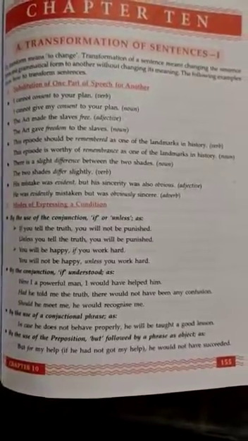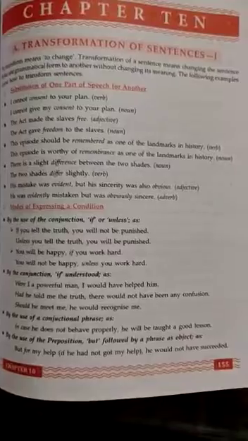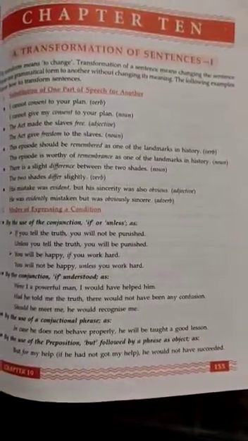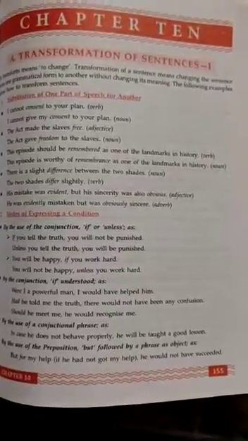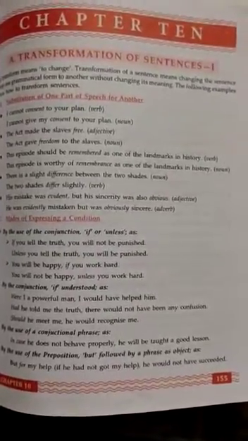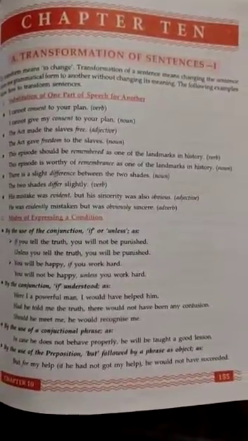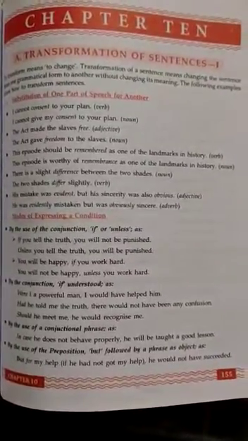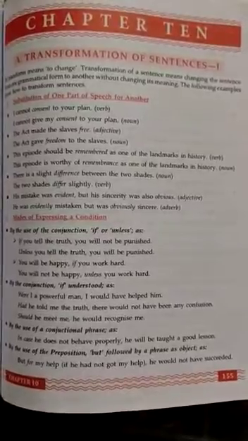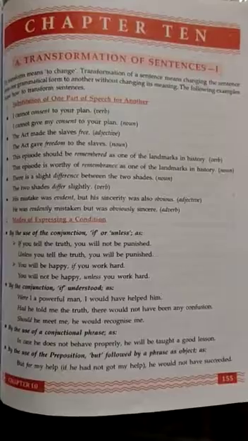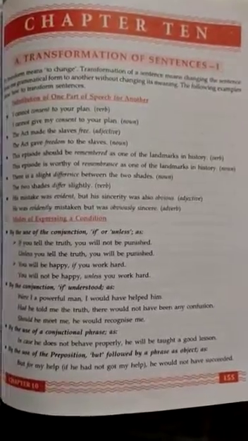Again, the meaning remains the same. Here, I cannot give my permission to your plan. Okay, see the sentence carefully. The meaning of the sentence is not changed, but the form only changed. Verb has become the noun here.